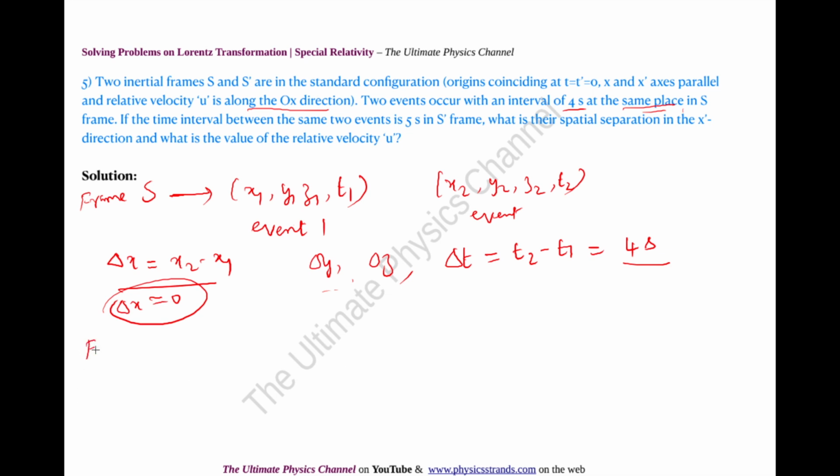Now the question is, in frame S prime, what is their spatial separation? That is, del x prime is what? And the two events are separated by 5 seconds in this frame, so del t prime is given as 5 seconds. And then the relative velocity between the two frames is, let's say, u. Okay, doing our calculations, what would be the relative velocity? There is a question here.